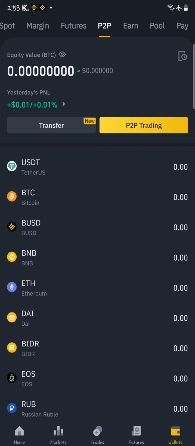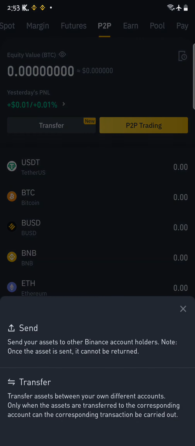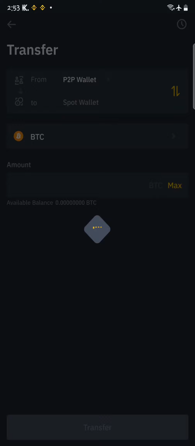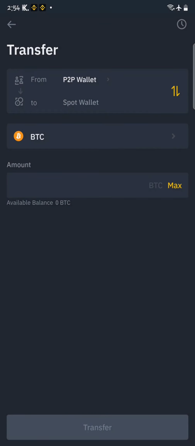Now also, let's say you have finished buying any coin and you have now credited your account here, your P2P account, with that coin. You can transfer it to your Binance main balance. You come over here, click on transfer, then you come to transfer here. Then from here, you can now transfer it from your peer-to-peer wallet, which is the wallet we just transacted with, to your spot wallet. So this way, you're transferring it from this peer-to-peer account to your spot account.